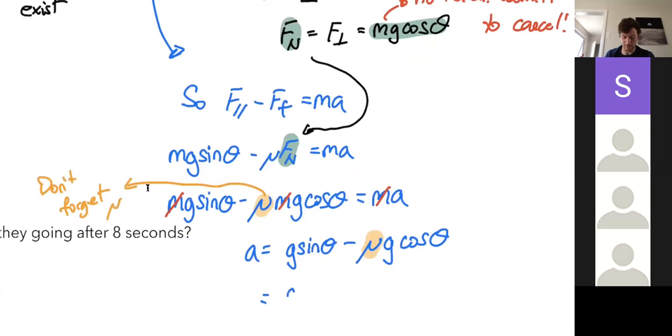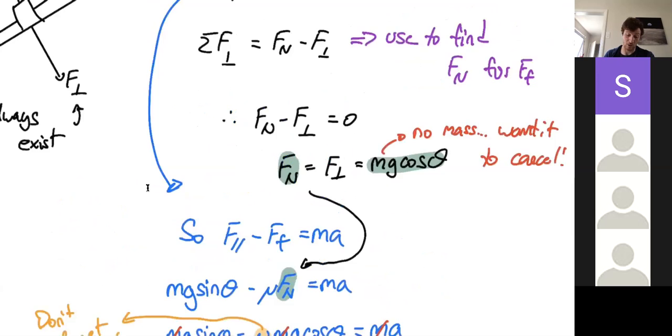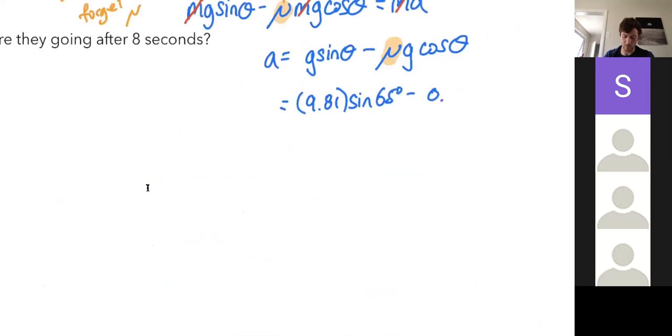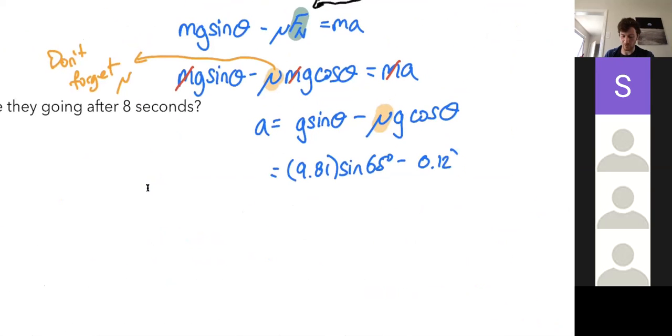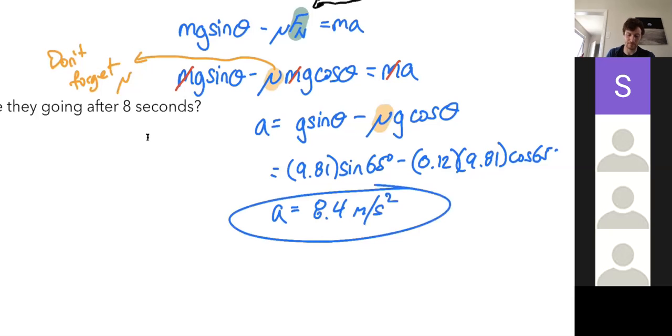So this is fine. Let's plug our stuff in. 9.81 times the sine of 65 degrees minus 0.12 times 9.81 times the cos of 65 degrees, which means we get a good old acceleration of 8.4 meters per second squared. Yay! Exactly the same question, but we just sprinkled some friction in there.